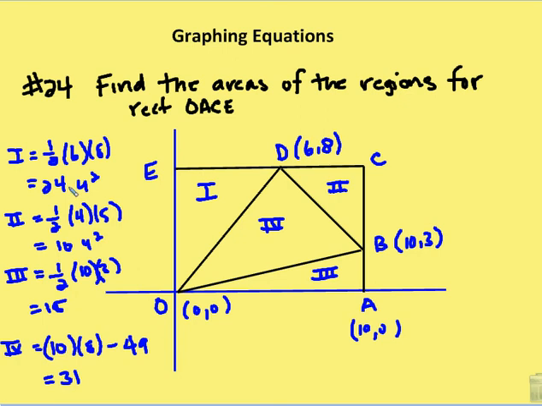So I sum these values, 24, 10, and 15, and I come up with a value of 49. And I subtract that value from the entire area of the rectangle. And the entire area of the rectangle is just the length, or EC, which is 10, times the width, which is going to be 8, or CA. So I have 80 minus 49 leaves me with 31 units squared.